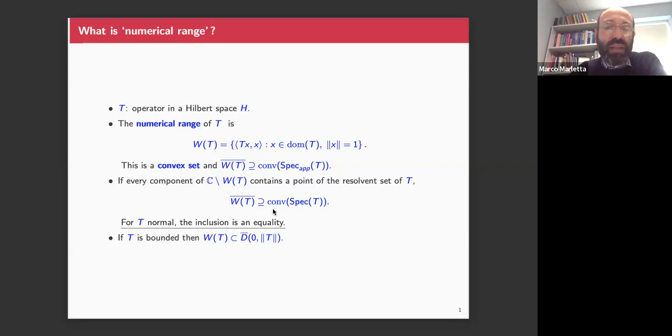If T is normal, then this inclusion becomes an equality. So in particular, if T is unitary or self-adjoint, this inclusion is an equality. And then the other much easier bound is that if T is bounded, then just by using Cauchy-Schwarz, you can see that the numerical range of T is contained in the closed disk in the complex plane with center 0 and radius the norm of T.